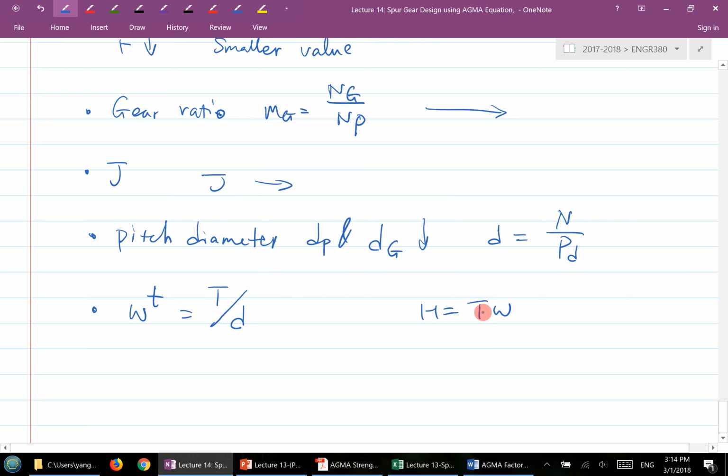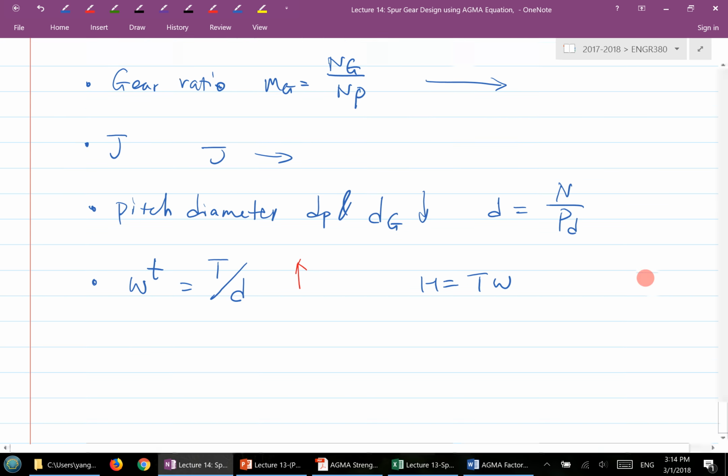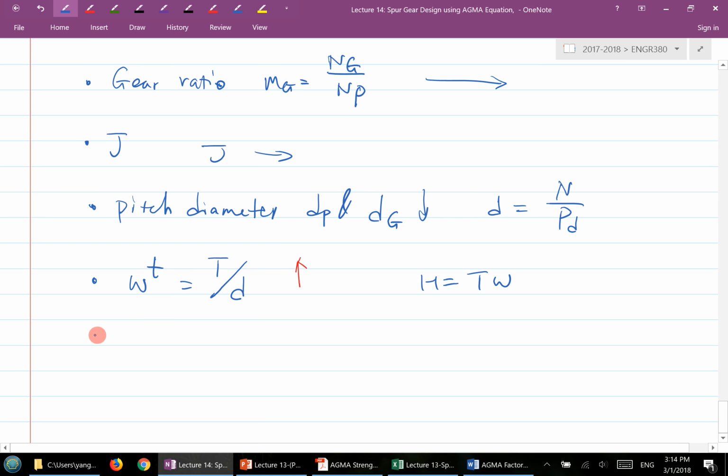T will not change. And D, as we just showed here, is decreasing. So that basically means the Wt will what? Increase, right? Will increase. So as you increase the diametral pitch P, you get a bigger transmitted load.